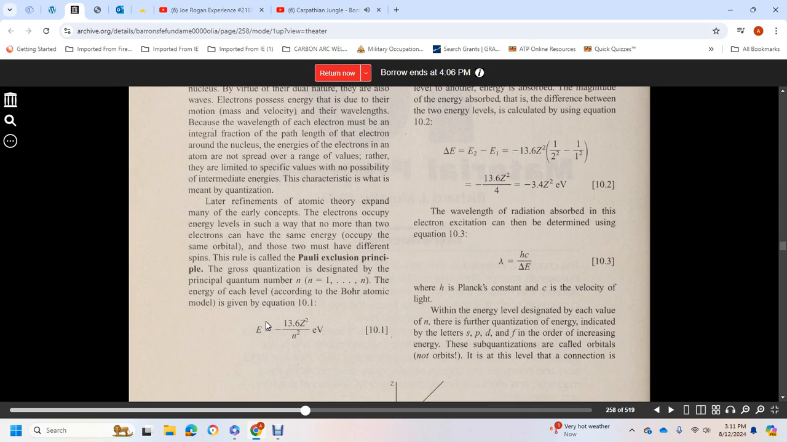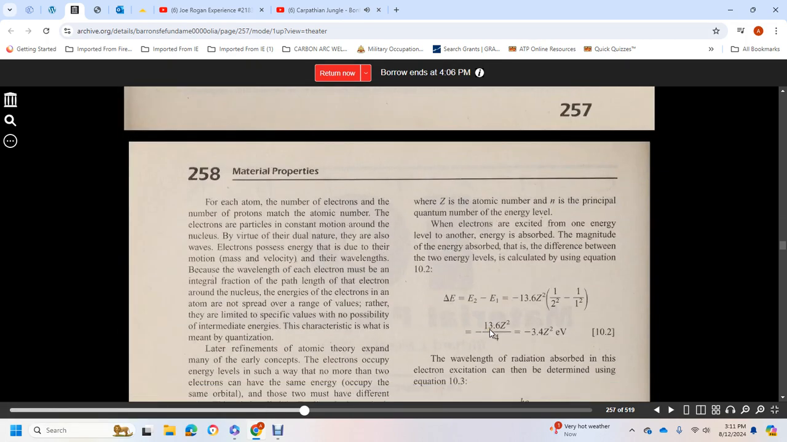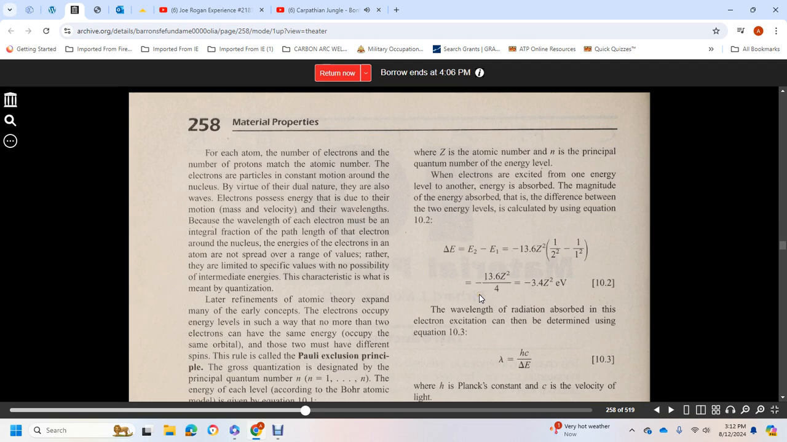Energy is equal to 13.6 Z squared over n squared, in electron volts. Z is the atomic number and n is the principal quantum number of the energy level. When an electron is excited to a higher energy level, the magnitude of the energy absorbed is the difference between the two energy levels, calculated using the equation: delta E equals E2 minus E1, or 13.6 Z squared times (1/2 squared minus 1/1 squared). This calculates the difference between the two energies.